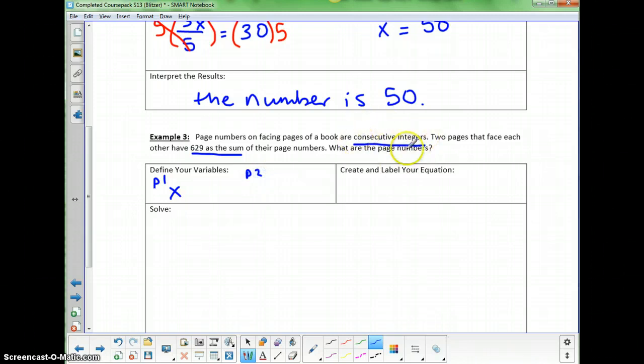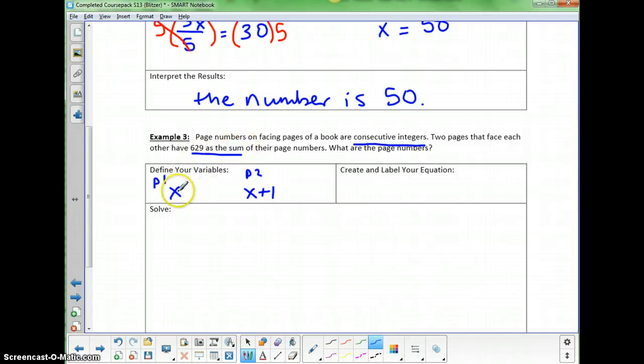Since they're consecutive integers, and I know how books work, if one page is like 520, the next page is 521. They're consecutive integers, meaning that if one of them is x, the other one is one more. X plus 1. That's what consecutive integers mean, and I can pull that knowledge from my knowledge of how page numbers in books work. One page is going to be one larger than the other. Okay? Now, the two pages that face each other have 629 as their sum.